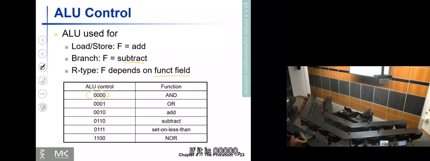If it is 0000, the datapath, based on the instruction opcode and function, generates 0000 for ALU, and ALU finds out that, okay, this is an AND. When we have 0001, we have an OR. When we have 0010, we have an ADD, and so on. So ALU control is a 4-bit number that determines the operation of ALU.